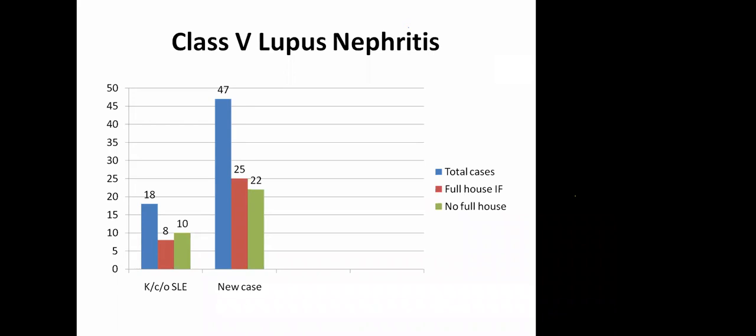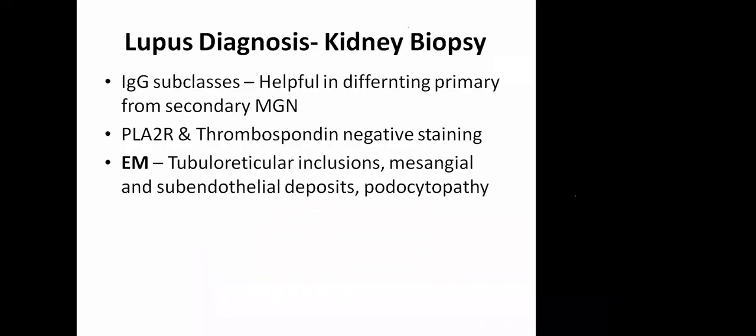So if there is absence of C1q or if the complement levels are normal, it could still be class 5 lupus nephritis. So for lupus diagnosis on a kidney biopsy, if you do IgG subclasses, PLA2R or THSD7A, which show negative staining, the electron microscopy role will be only to say if there are tubuloreticular inclusions, if there are mesangial or subendothelial deposits, and to rule out any lupus podocytopathy.